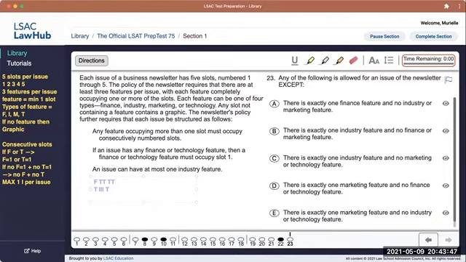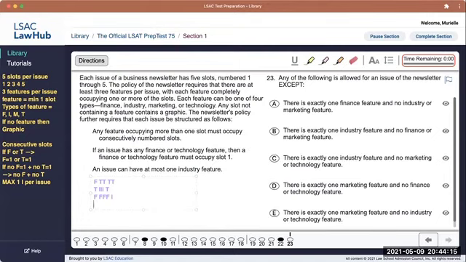C, there's exactly one industry feature and no marketing or technology. So essentially the same thing. We have finance, and industry. That's a possibility. And again, I'm just coming up with one possibility that would fit these criteria rather than the only possibility that would fit these criteria. But I'm just coming up with something that follows the rules and also includes these components.